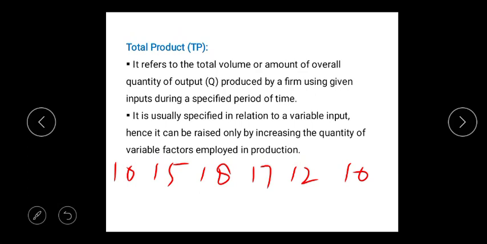Then total product would be equal to 10 plus 15 plus 18 plus 17 plus 12 plus 10, which is equal to 82. So, dear students, it means 82 units of a particular commodity are produced by all the units of a variable factor, that is, by all the units of labor along with some fixed amount of capital. Okay?